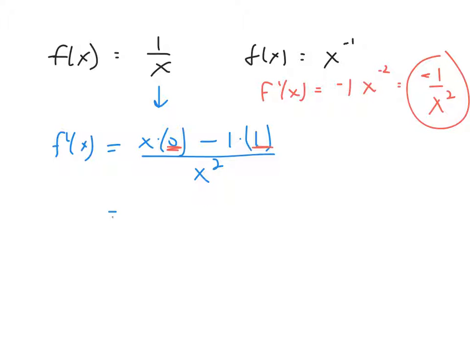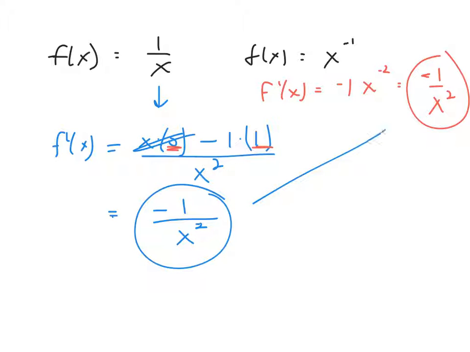And now if I simplify that, I have x times 0. Well, x times 0 is just 0, so I don't need that. I have a -1 times 1, which is -1 over x squared. And that is indeed the same answer that we got a minute ago. So it's really just a matter of opinion here. But I wanted to show you that you can use it in any case.